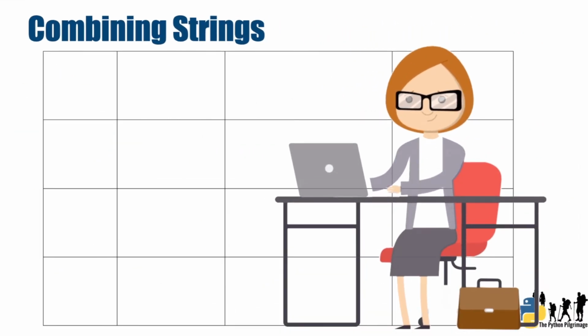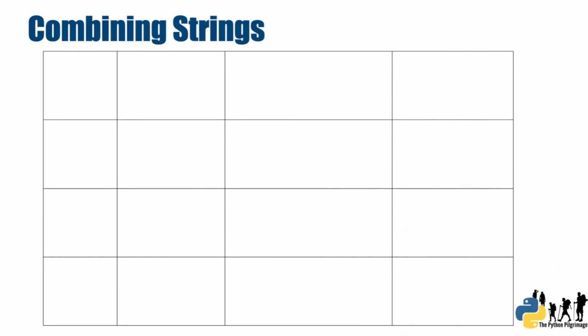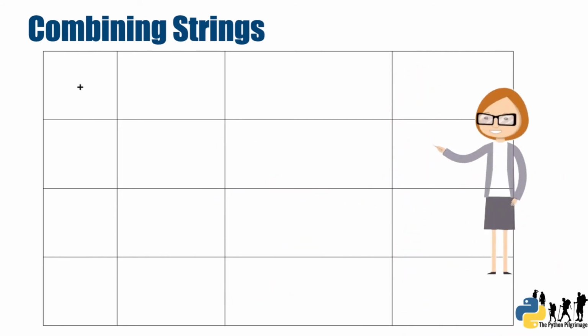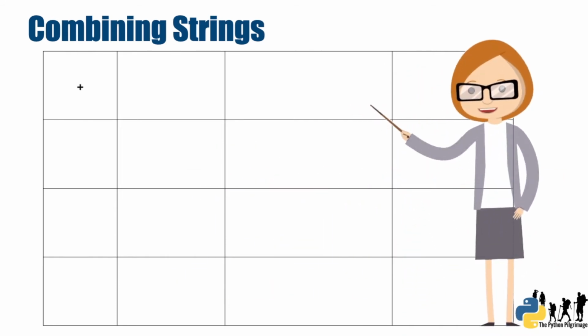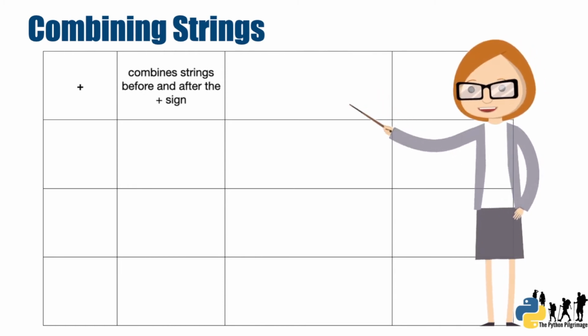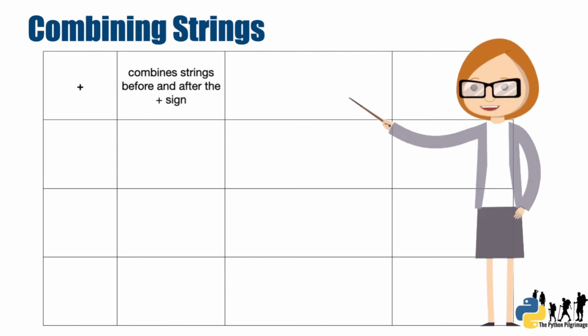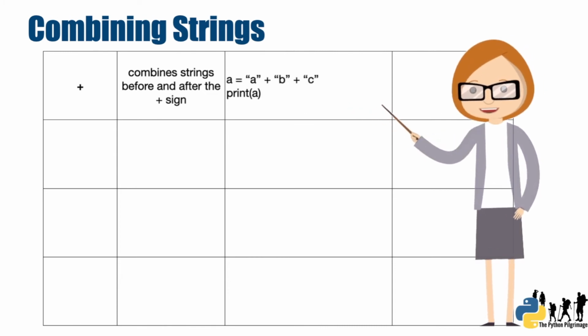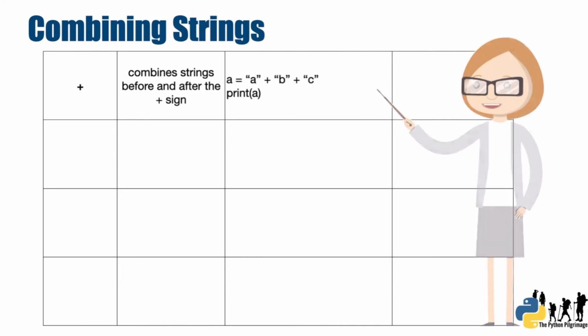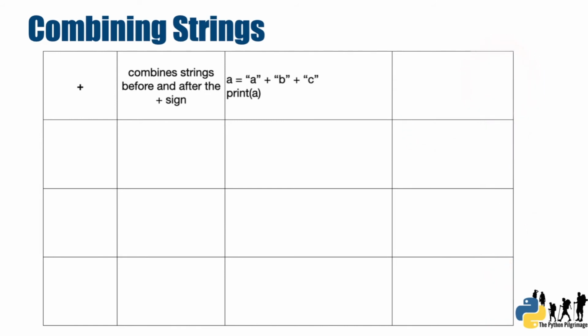Combining strings. We have several ways on how we can combine strings. First up is through a plus sign, which is the concatenate equivalent in Python. It combines the strings before and after the plus sign. So for example, we have a assigned with the string "A" plus string "B" plus string "C". If you print out a, you get a combined version of it, which is A, B, and C.